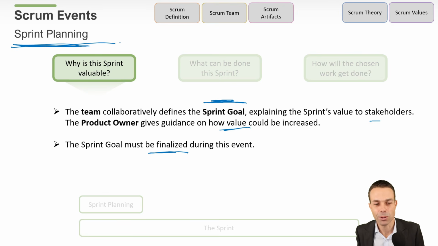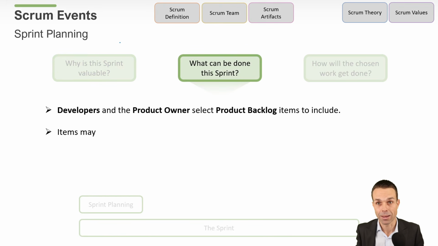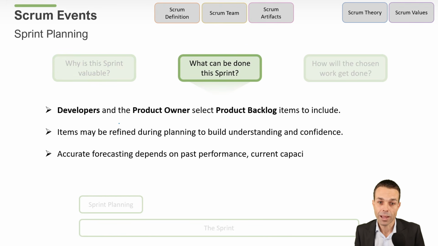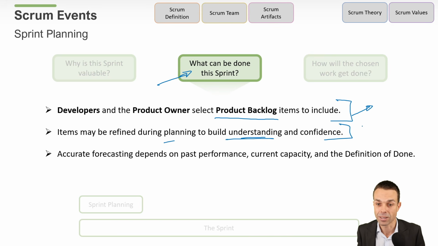And it's usually pretty easy to do. It's just what is the outcome and why is it valuable for our team? And we make sure we do that before the end of sprint planning. Now, we also plan what work can be done in the sprint. Developers and the product owner select the product backlog items to include. Remember, it has to be small enough to complete in a sprint, otherwise it's not ready for sprint planning. Items may be refined during planning to build understanding and confidence, so we can refine them further during sprint planning if we need to.